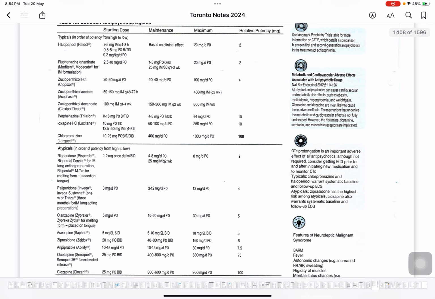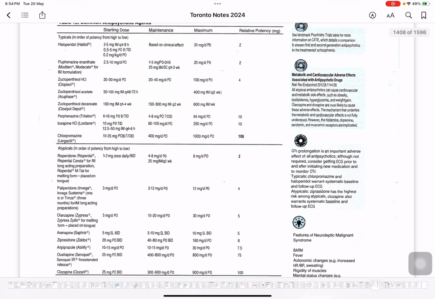Okay, now on the right side it says metabolic and cardiovascular adverse effects associated with antipsychotic drugs. All atypical antipsychotics can cause cardiovascular and metabolic side effects such as obesity, dyslipidemia, hyperglycemia, weight gain. Olanzapine and clozapine are most likely to cause these adverse effects. The mechanism that underlies the metabolic cardiovascular effects is not fully understood. However, histamine, dopamine, serotonin, and muscarinic receptors are implicated. Now, in this statement, it says olanzapine and clozapine are most likely to cause adverse effects. So remember, atypical ones are olanzapine and clozapine and all those, risperidone and so on.